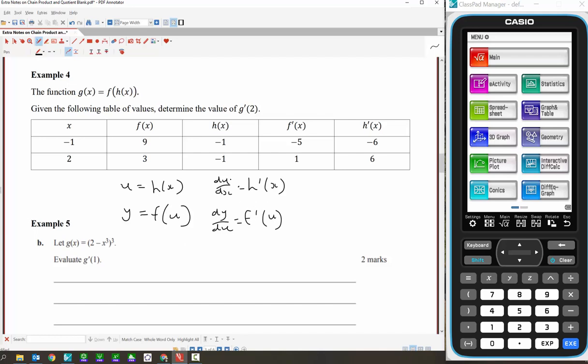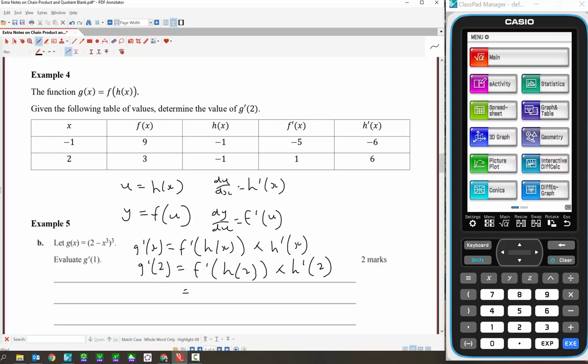Alright, so now we're ready to apply the chain rule. So the chain rule will be that multiplied by that with the u substitution. So I'm going to say that g dash x equals f dash, so u is h of x, multiplied by h dash x. So there it is. Alright, now that we've got g dash x, we can find g dash 2. f dash h of 2 times h dash 2.